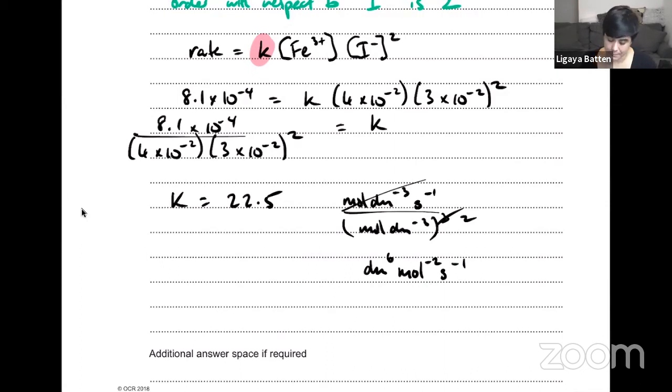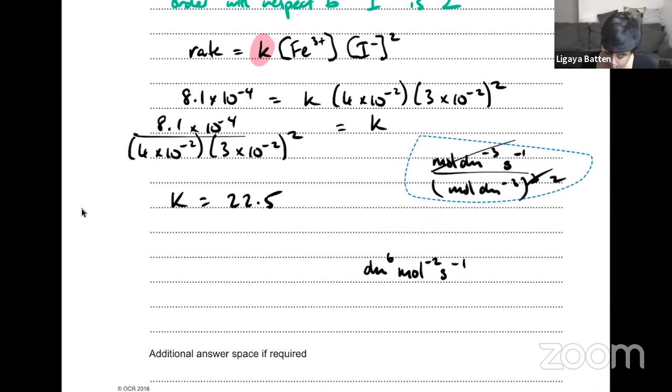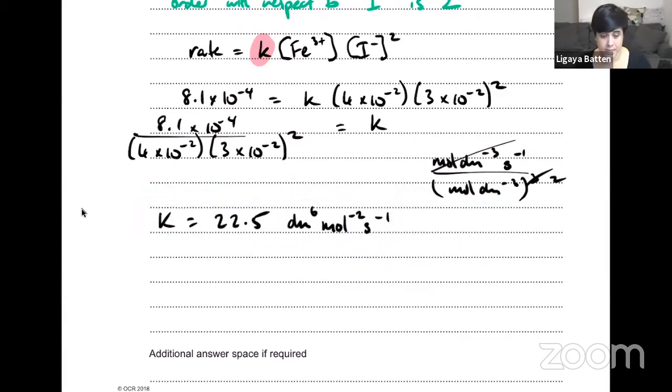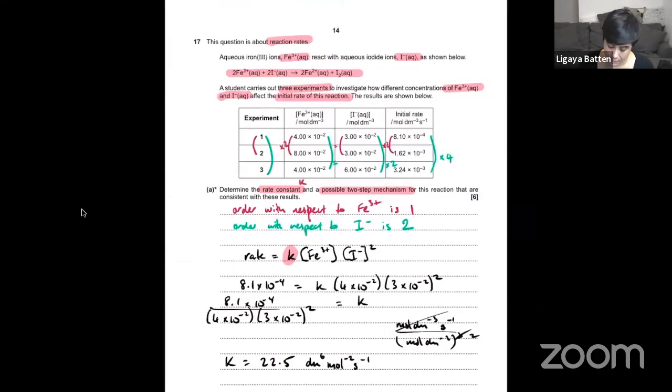Okay, yeah, so that's our K with our units worked out. We'll put it there so it's all together. K equals 22.5 decimeters to the 6, moles to the minus 2, seconds to the minus 1. And then now I think we've got some additional answer space. Great. Now we want the 2-step mechanism for the reaction.